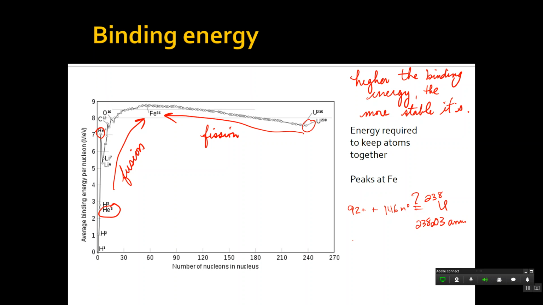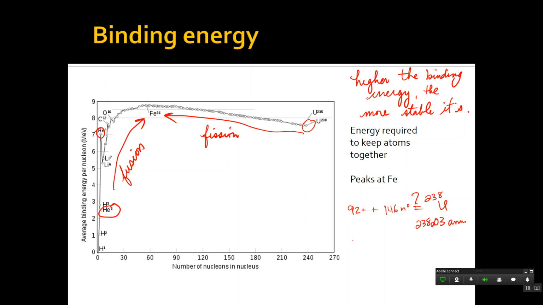Does anyone know why? What's the difference in mass going to represent? The energy, exactly. So the difference in mass is the energy. And in this case, the individual parts are more stable than the atom itself. So of course, the atom plus the energy is going to be equal to the different parts together. Okay? So it's the opposite of helium.